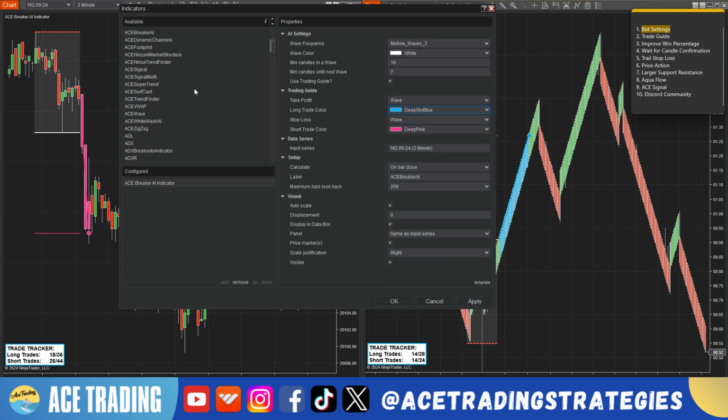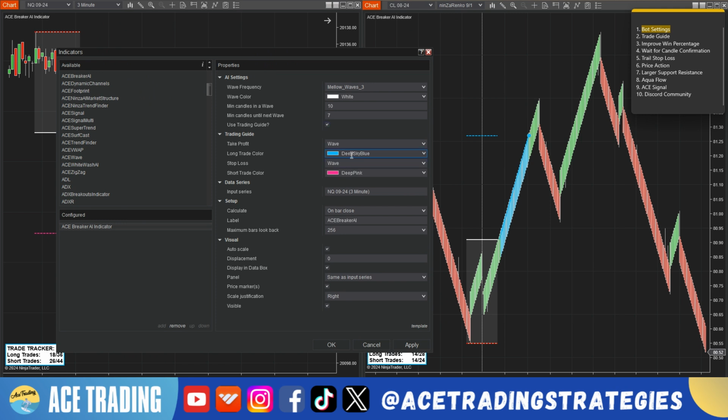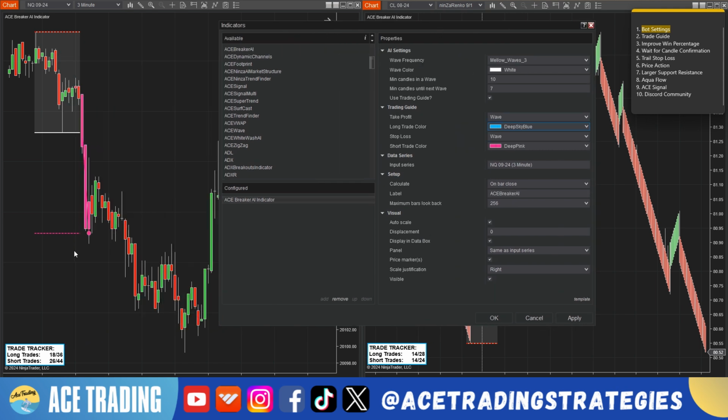What you're actually changing here is the color of the long and the short. I've got this set to deep blue sky, so that's that blue line here, and that's that color there. And the dots. Everything on the long side is going to be that color, and everything on the short side is going to be that color.